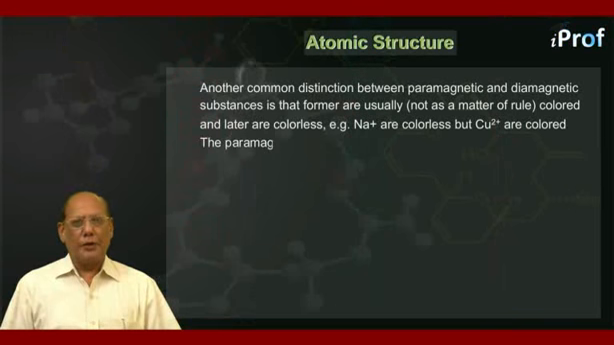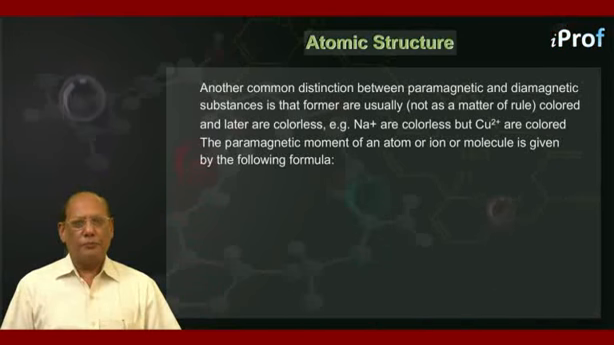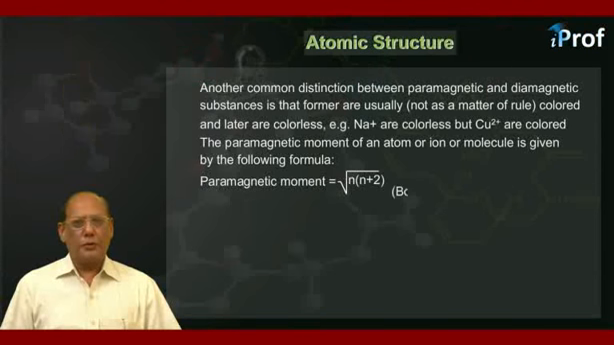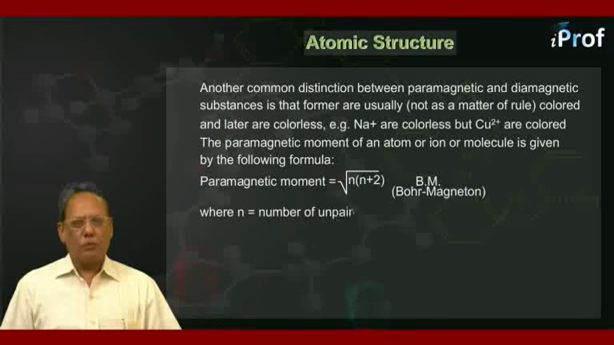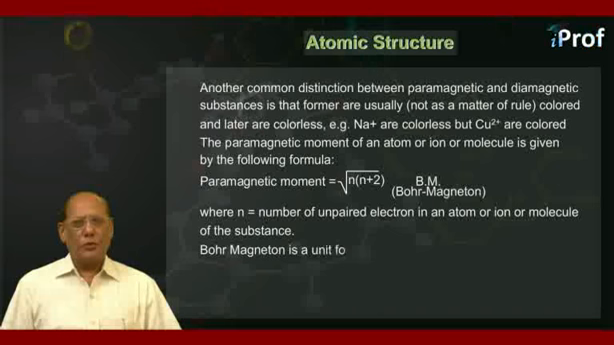The paramagnetic moment of an atom or ion or molecule is given by the following formula. Paramagnetic moment is equal to under root n into n plus 2 Bohr magneton, where n means the number of unpaired electrons in an atom or ion or molecule of the substance. Bohr magneton is a unit for expressing this moment.